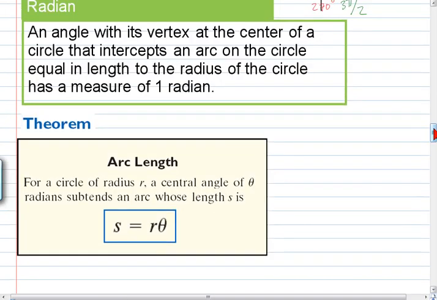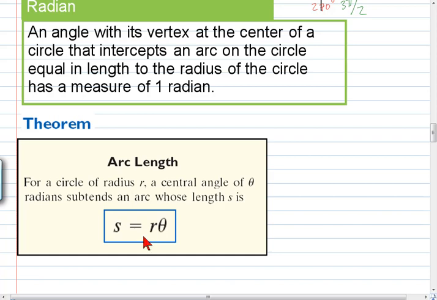All right, so we have a theorem for arc length. It says for a circle of radius r, a central angle of theta radians subtends an arc whose length is s. So this theorem we can use, and this is kind of what the picture showed. The arc length is equal to r times theta, where theta is measured in radians. That was the circle that I illustrated, where theta was equal to 1. We said the arc length was equal to the radius.